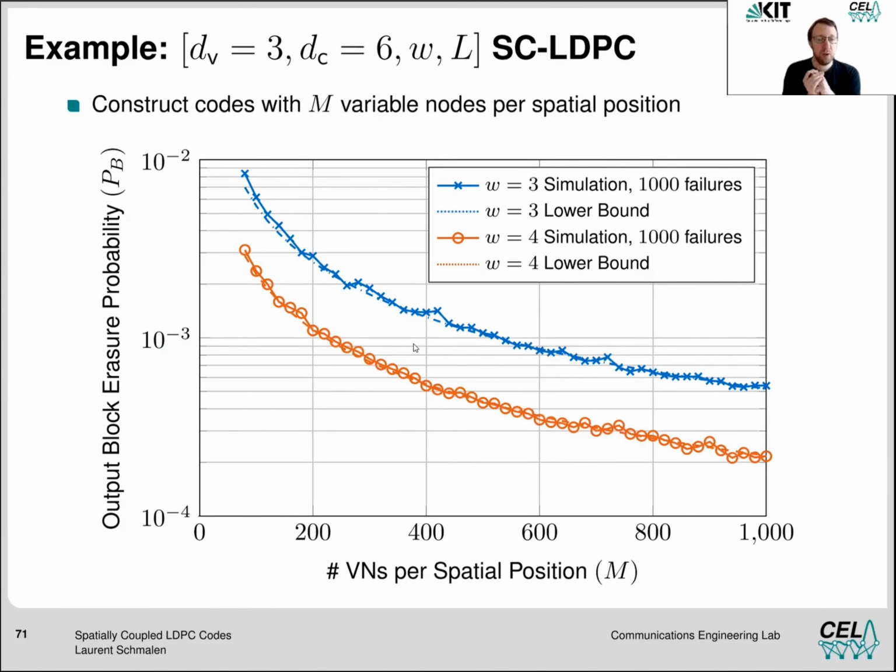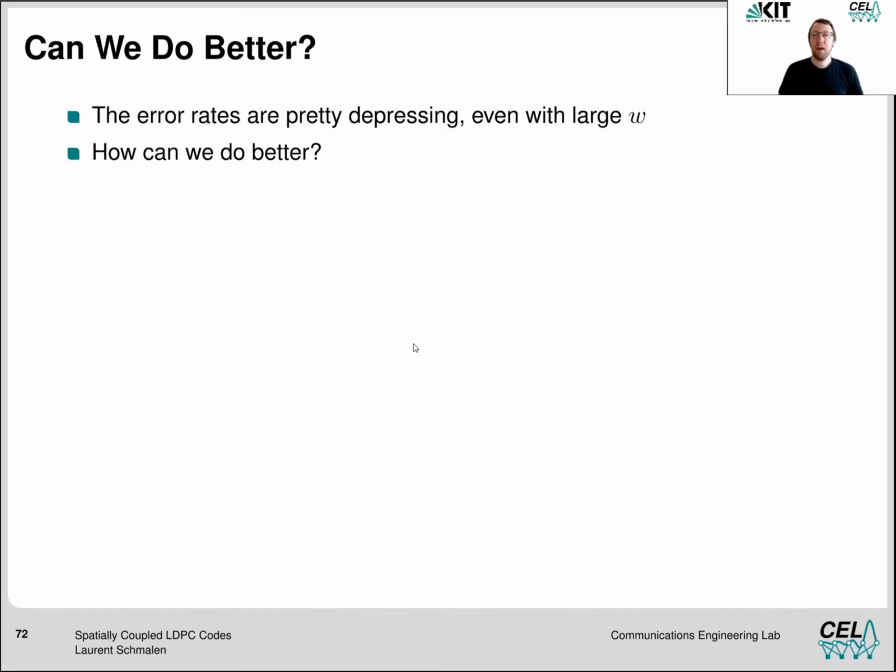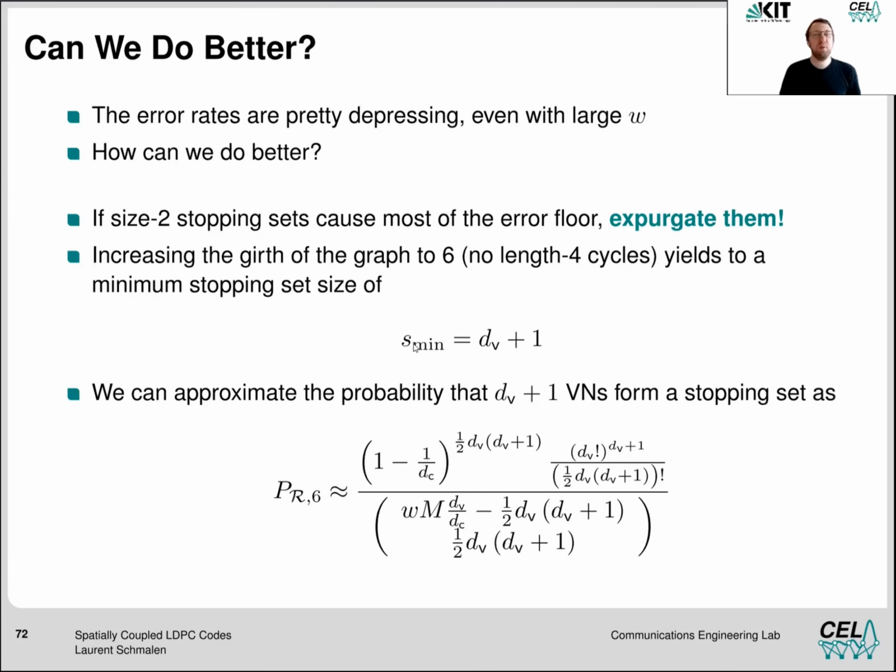Now, this is quite good because now we have a tool, an equation that we can use to assess the performance and also optimize the construction. So we can look at how to get better error rates. What we can do is expurgate the code. If this situation happens that causes a high error rate, it means that we should expurgate the code, so remove those structures during the construction.